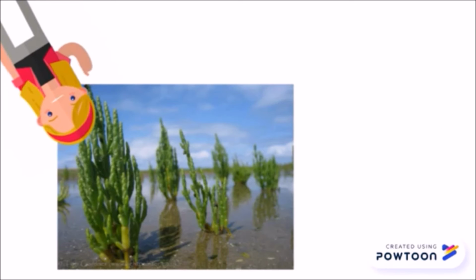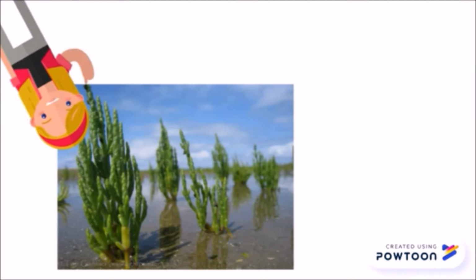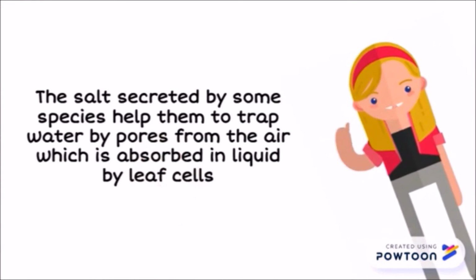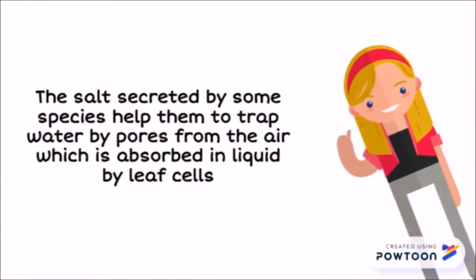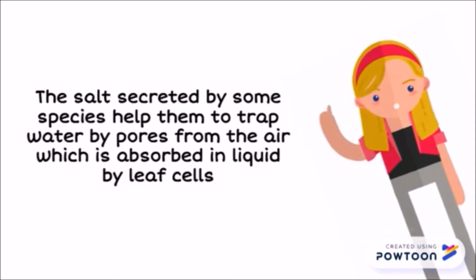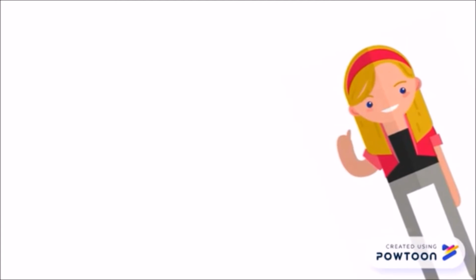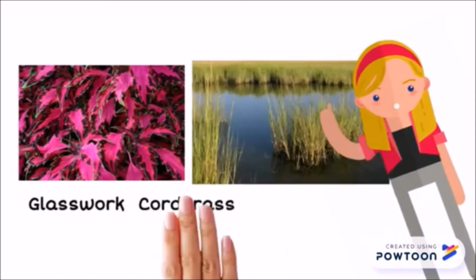The excess salt can be stored in cells or excreted out from salt glands on leaves. The salt secreted by some species helps them to trap water from the air, which is absorbed in liquid form by leaf cells. Therefore, this is another way of obtaining additional water from air. For example, glasswort and cordgrass.